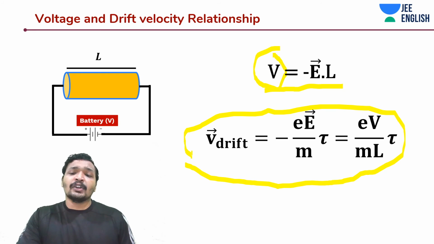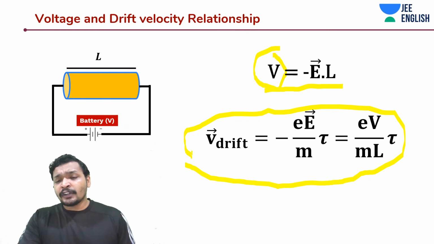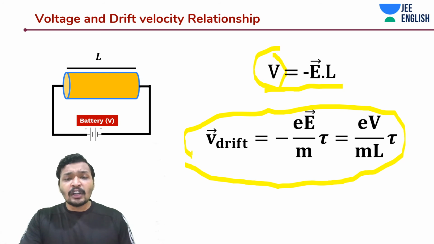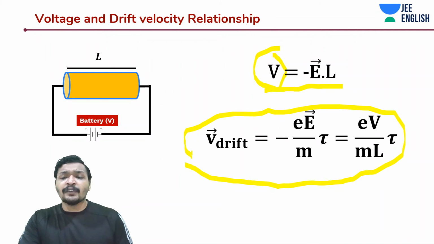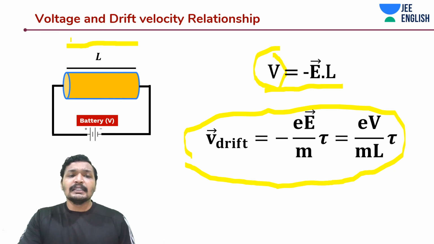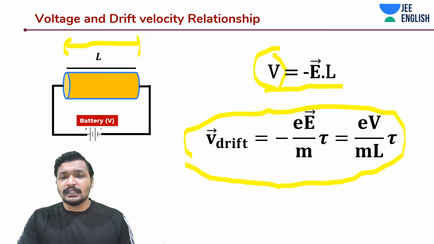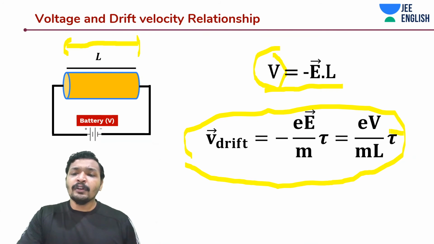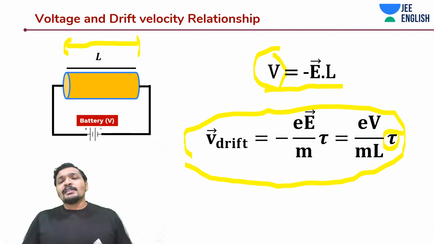Here m is the mass of the electron, though it can be the mass of any charge, but the mass of the electron in this case. In eV tau by mL, e is the charge of the electron, V is the potential or the voltage of the battery, m is the mass of the electron, L is the length of this conductor, the length between the flow of charges, and tau is the relaxation time, you know it from before.